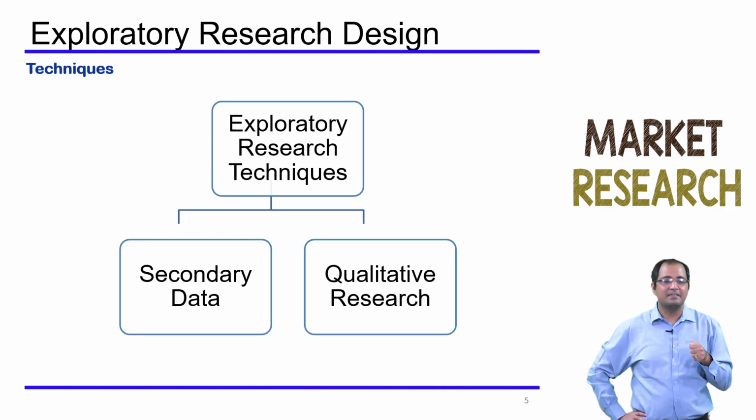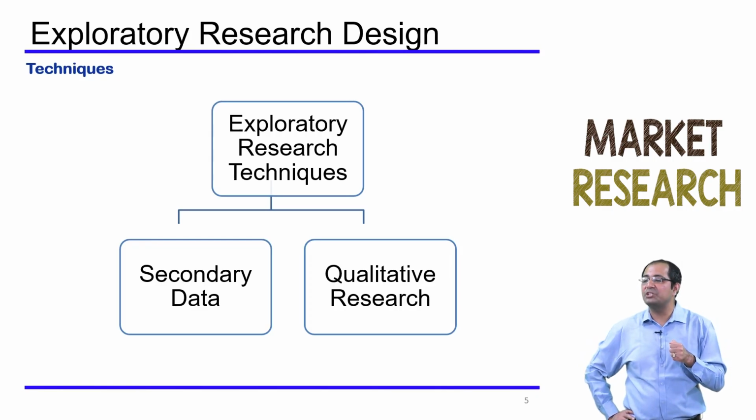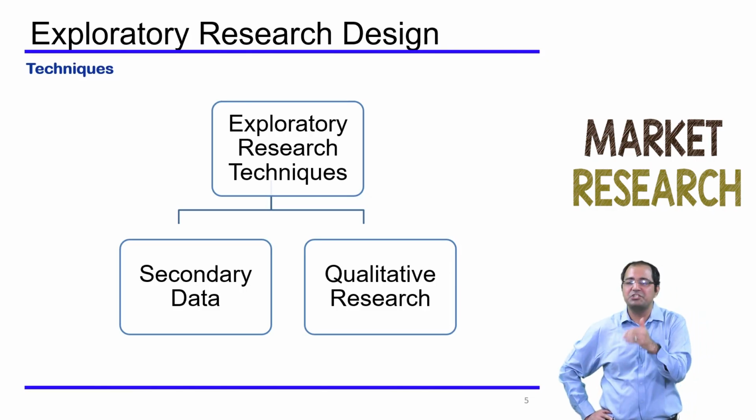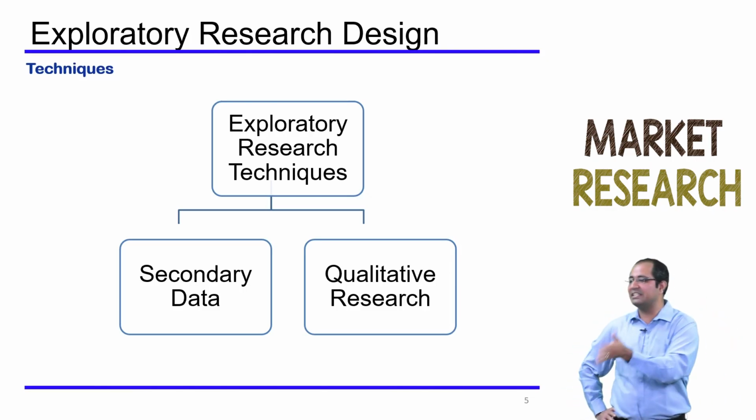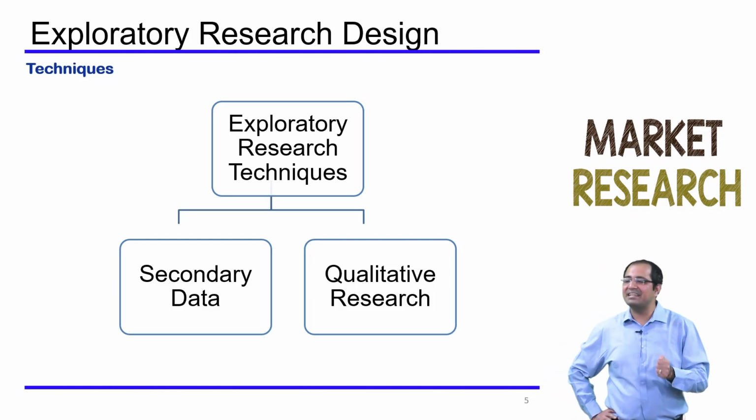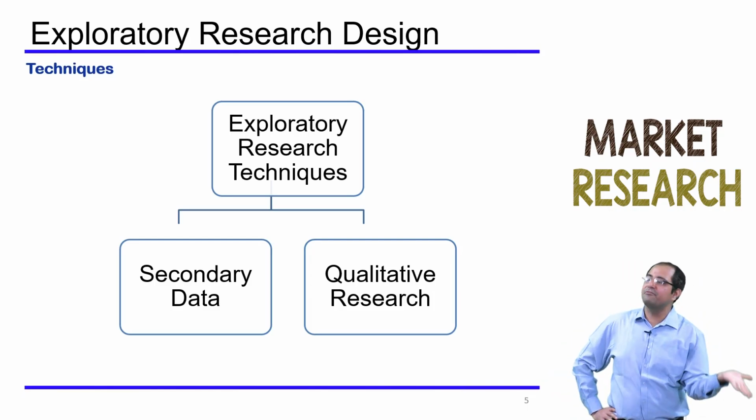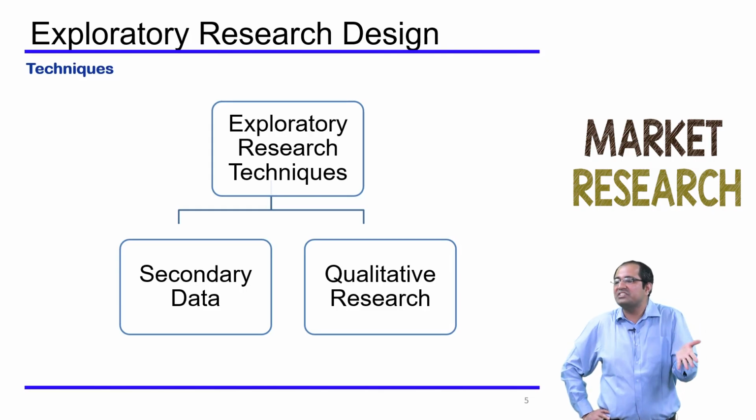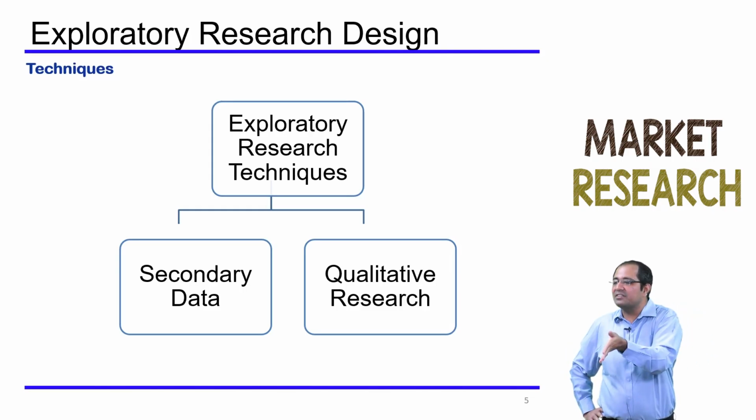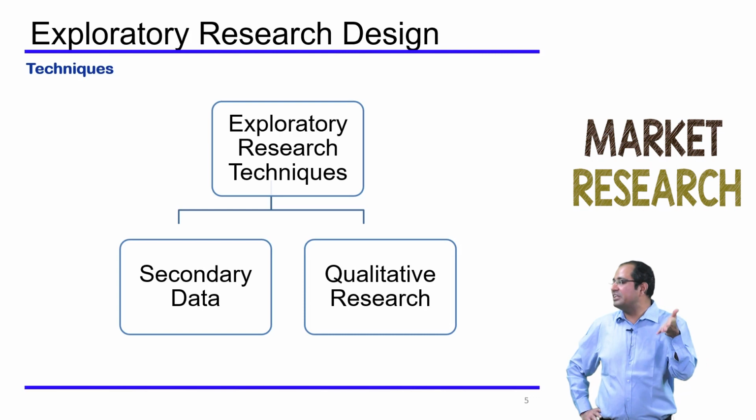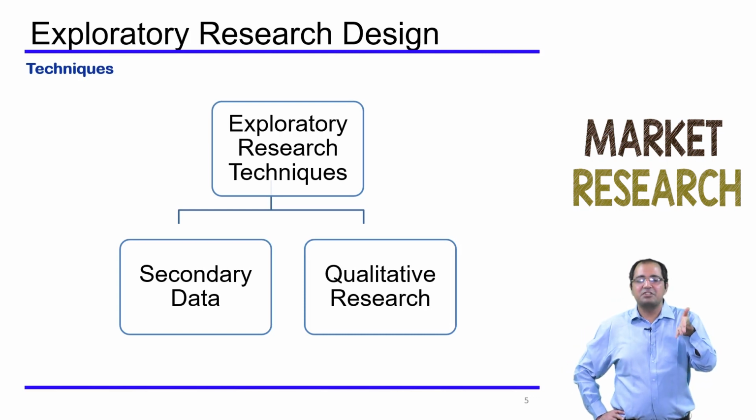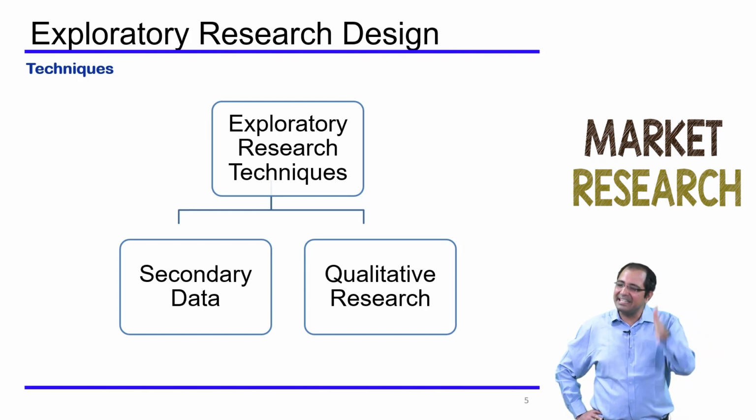Primary data is the data that you collect first hand for the problem at hand, which did not exist before you defined the problem. Secondary data is the data which existed before you defined the problem. So census data: whether you do market research or not, the government will do census after each 10-year gap. So that data will be there.